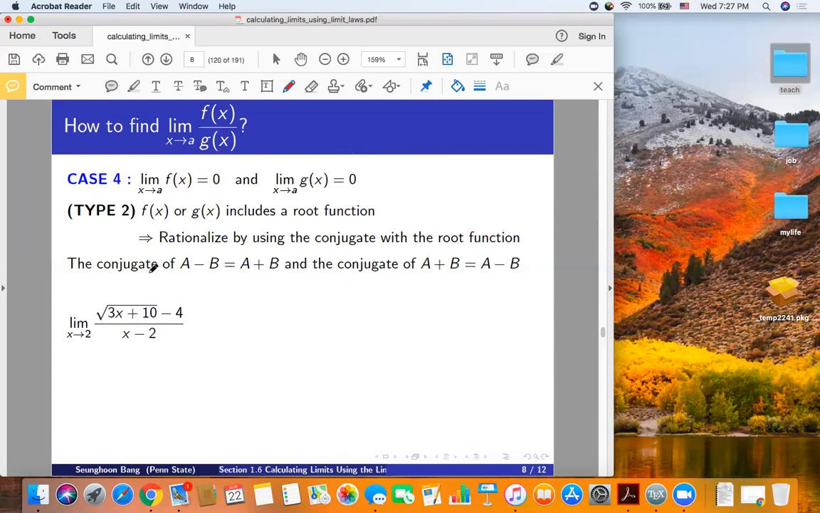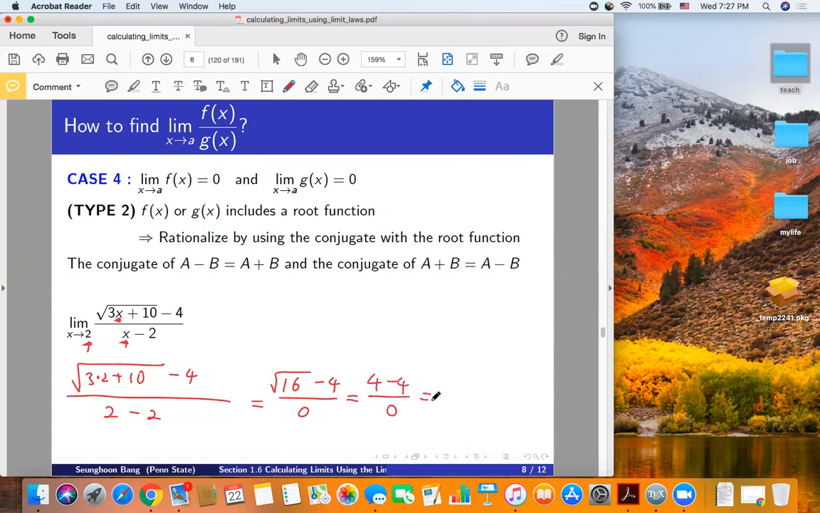The same. You plug 2 into the top one and the bottom one. So we have the square root of 3 times 2 plus 10 minus 4 over 2 minus 2. The 3 times 2 is 6, 6 plus 10 is 16. Square root of 16 minus 4 over 0. The square root of 16 is 4. 4 minus 4 over 0 is exactly 0 over 0.